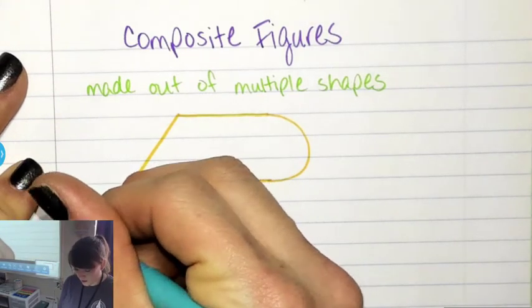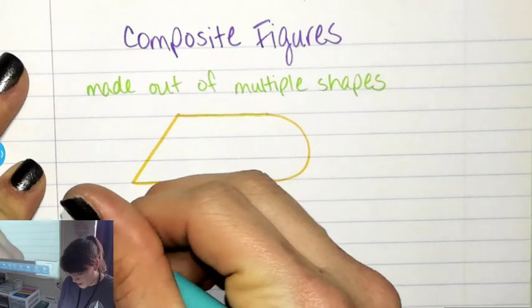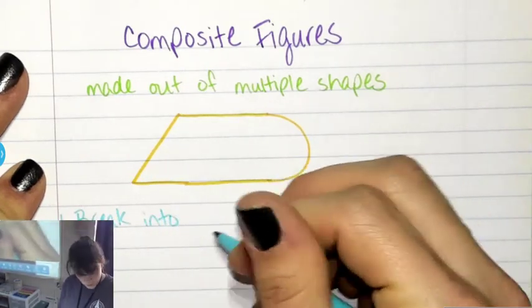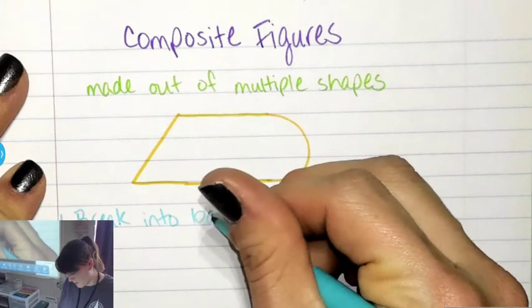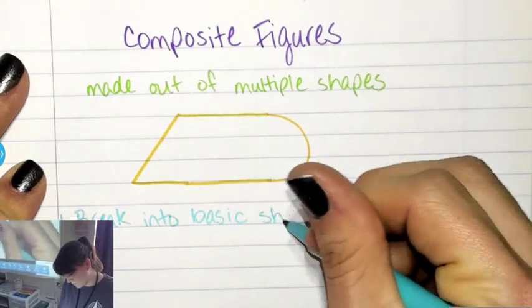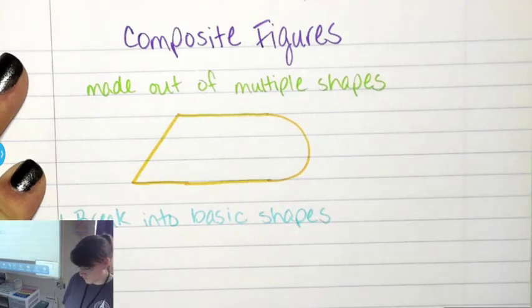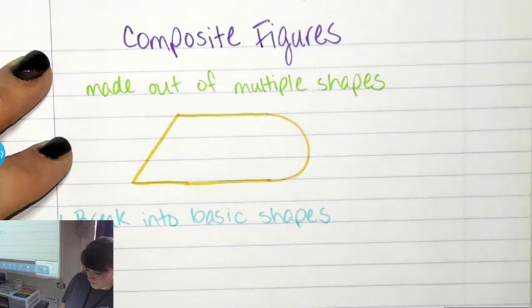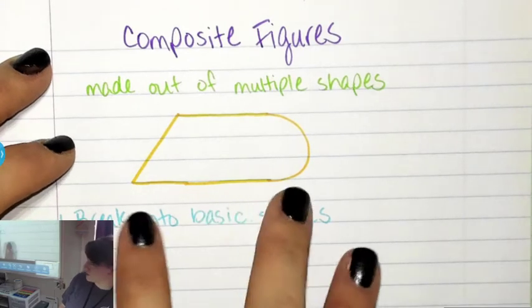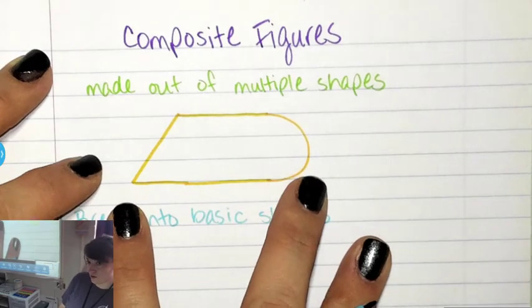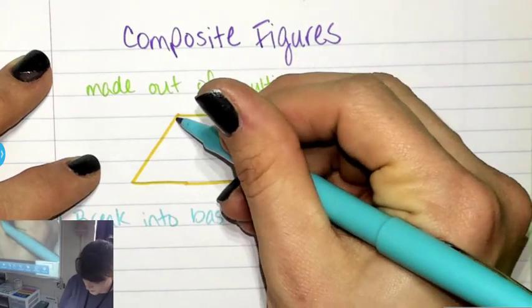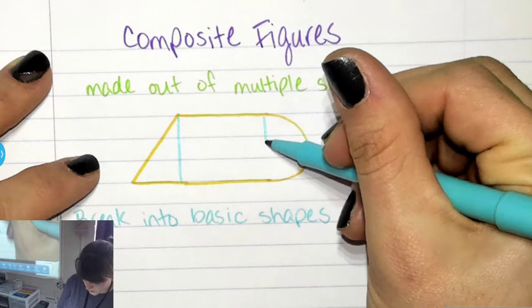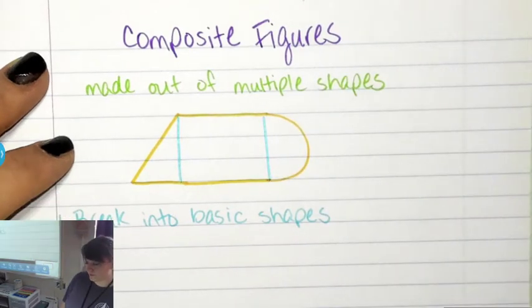So step 1, break into basic shapes. So I'm going to add lines to this figure to make it a triangle, a rectangle, and a half circle.